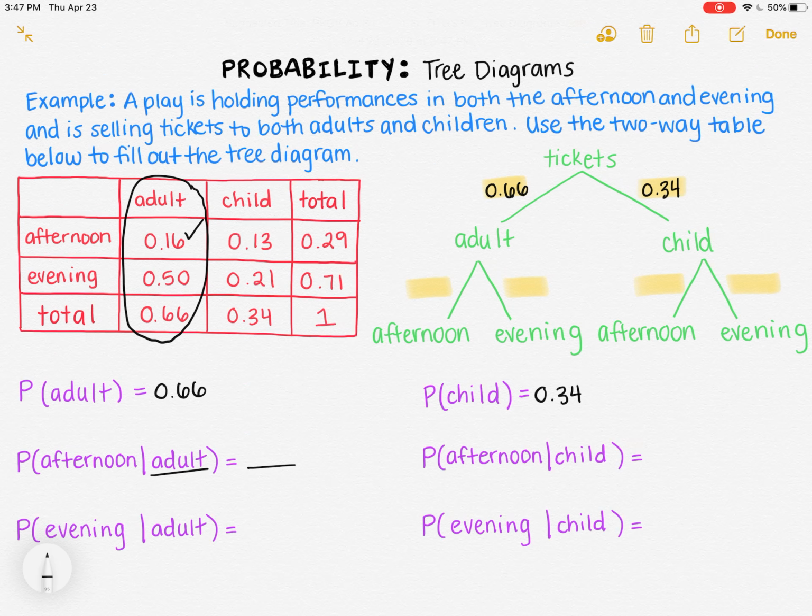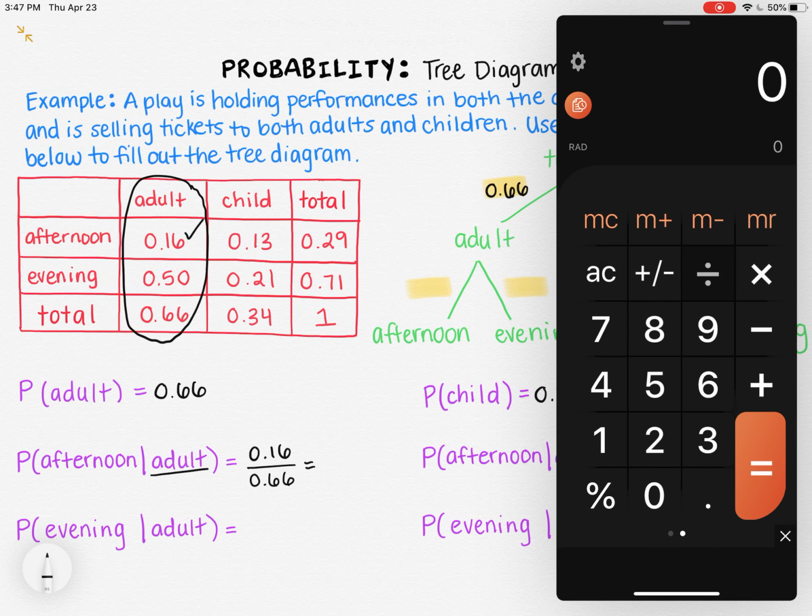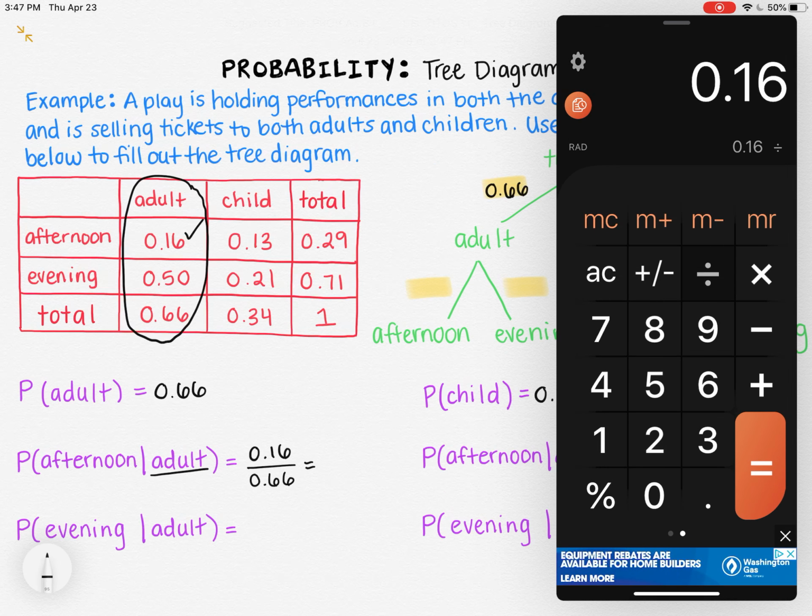Now, to calculate this, our denominator is always the total probability for our condition. And the probability that a ticket is for an adult, which is our condition, is 0.66. So that goes into the denominator. In the numerator, we need to put the number that we checked off, the probability that a ticket is for an adult and for the afternoon, which we checked as 0.16.